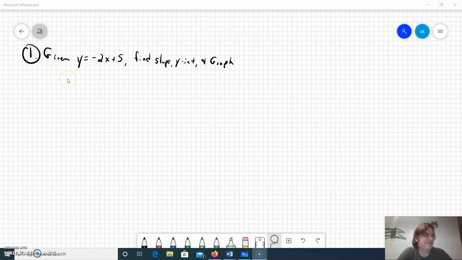Hey, here are solutions to the practice problems for slope-intercept form, slope formula, and point-slope formula.